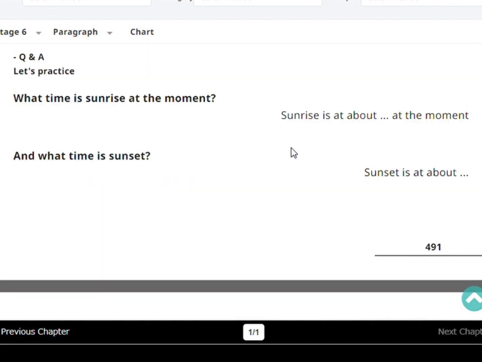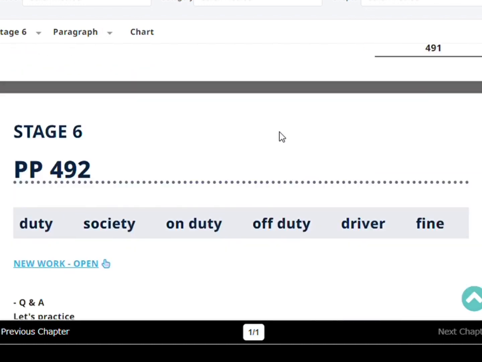Very good. What time is sunrise at the moment? Sunrise is at about 4:30 a.m. at the moment. Very good. And what time is sunset? Sunset is at about 6 p.m. at the moment. Very good.